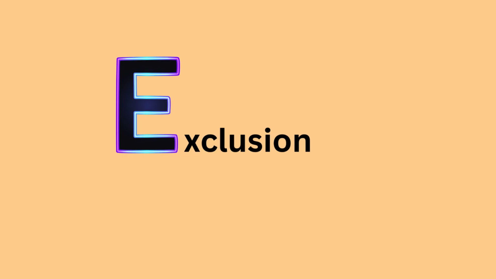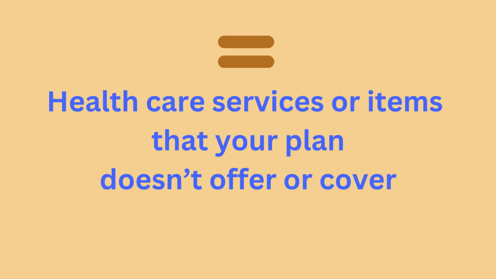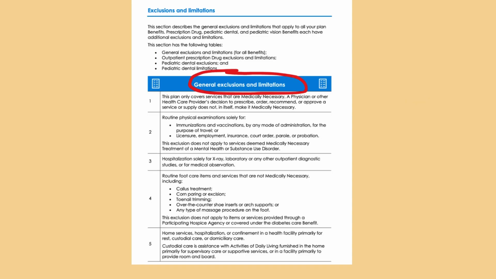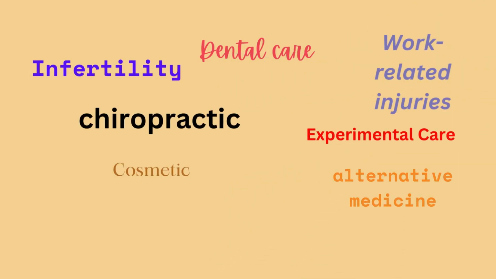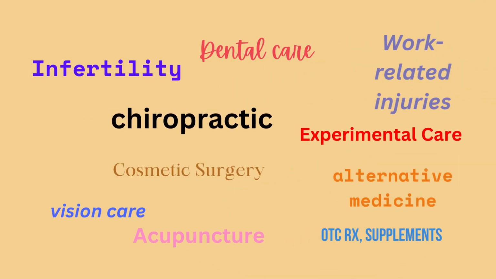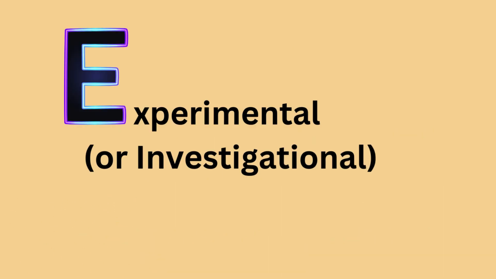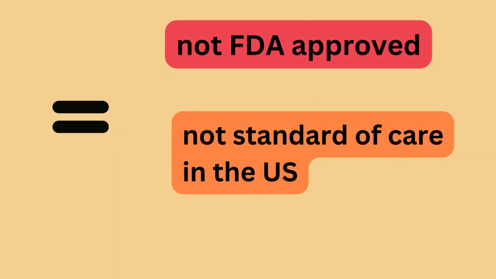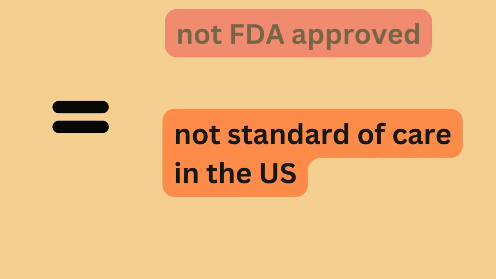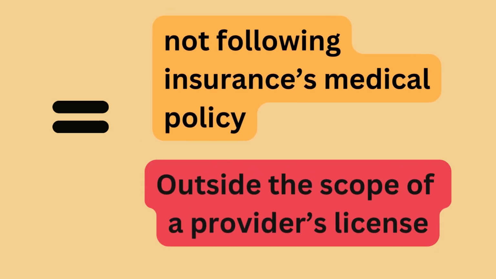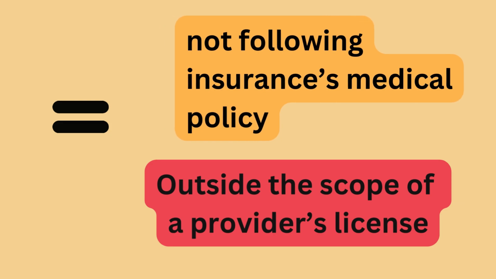Now, we mentioned you had benefits, but you also have exclusions under your policy. These are the services or items your plan does not offer or cover. The list is available also within the terms of policy. Some usual exceptions would be alternative medicine, workers' comp-related injuries, dental or vision care, and supplements. And speaking of experimental, these are all the services or drugs not FDA approved, not considered standard of care in the US, or who do not follow the insurance medical policy.